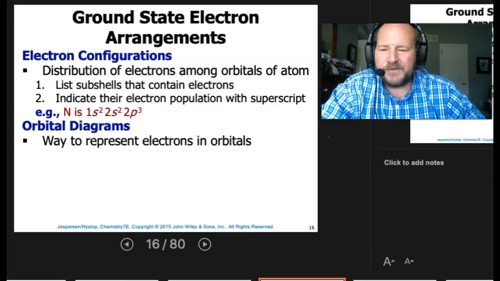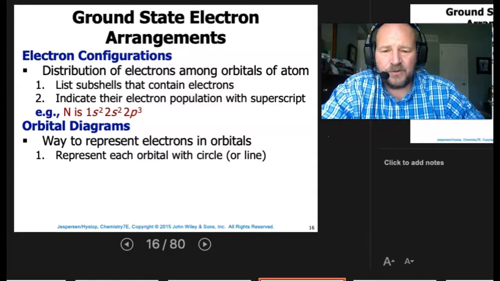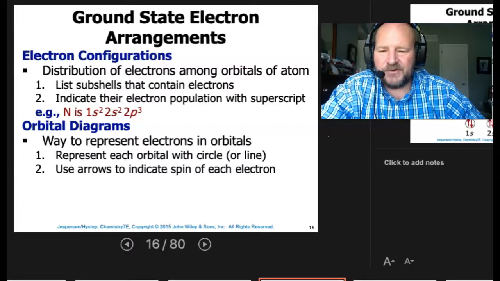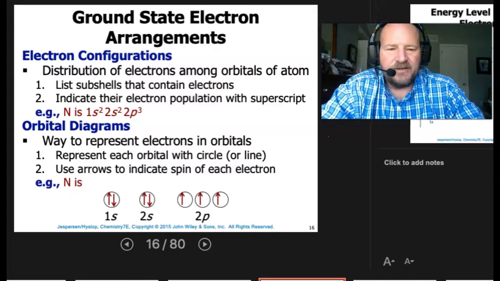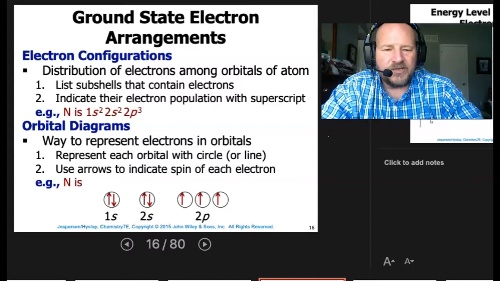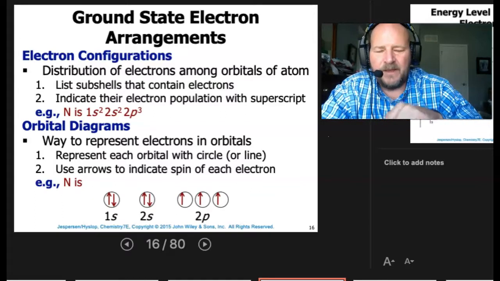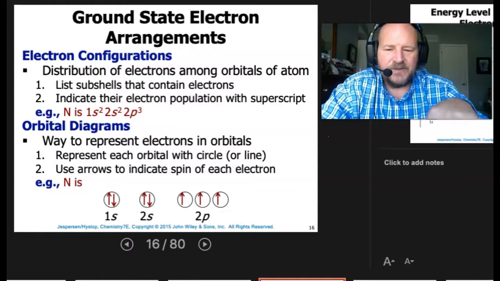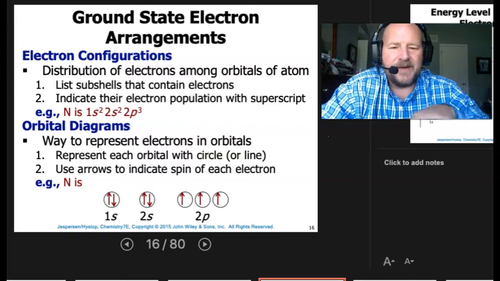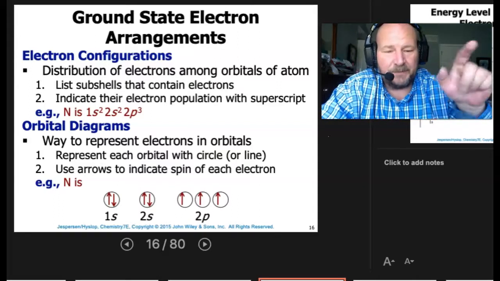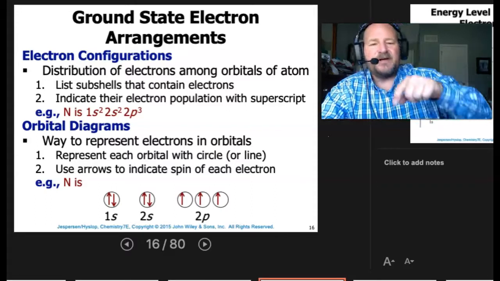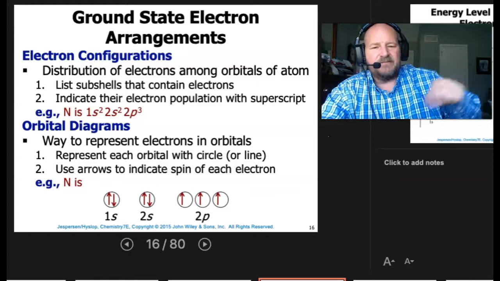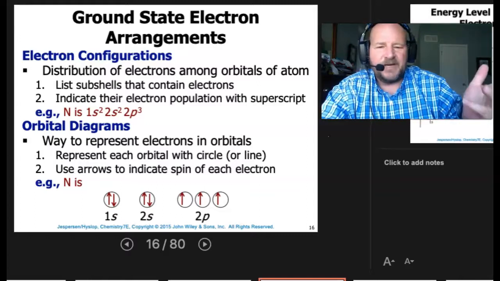From there, we can draw out orbital diagrams, which are a way to represent the electrons in the orbitals. They represent each orbital with a circle or a line, and we use arrows to indicate the spin of each electron. So here's nitrogen. In the 1s, it can hold 2 electrons, one spinning up, one spinning down. Then it has a 2s, one spinning up, one spinning down. Then when it gets to 2p, we have all 3 of them unpaired, making it paramagnetic, and they're all spinning up. Now, in reality, they could be up, down, down, or down, down, down, or up, down, up. Any combination. We don't know.